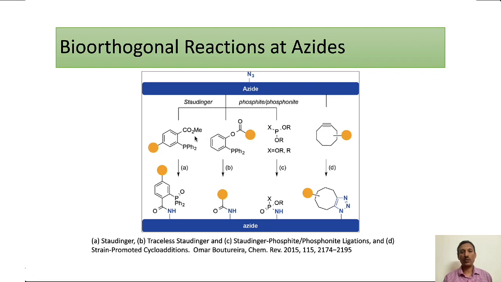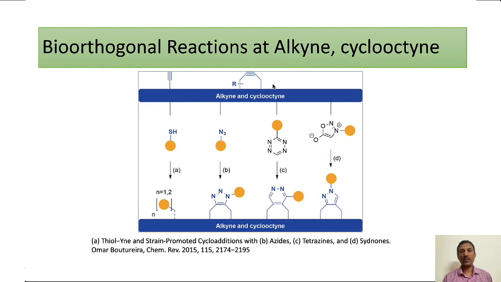Other than that, we also have a few other reactions. The Staudinger ligation uses triphenylphosphine as one of the substrates, and we also have phosphite and phosphinite reactions. These two also lead to a condensation reaction. So, these are all the different types of bioorthogonal reactions which can be carried out with the azide. And in the case of alkynes, the alkyne can be a straight chain or acyclic alkyne, and another one is a cyclic alkyne. These two reactions can also be carried out.